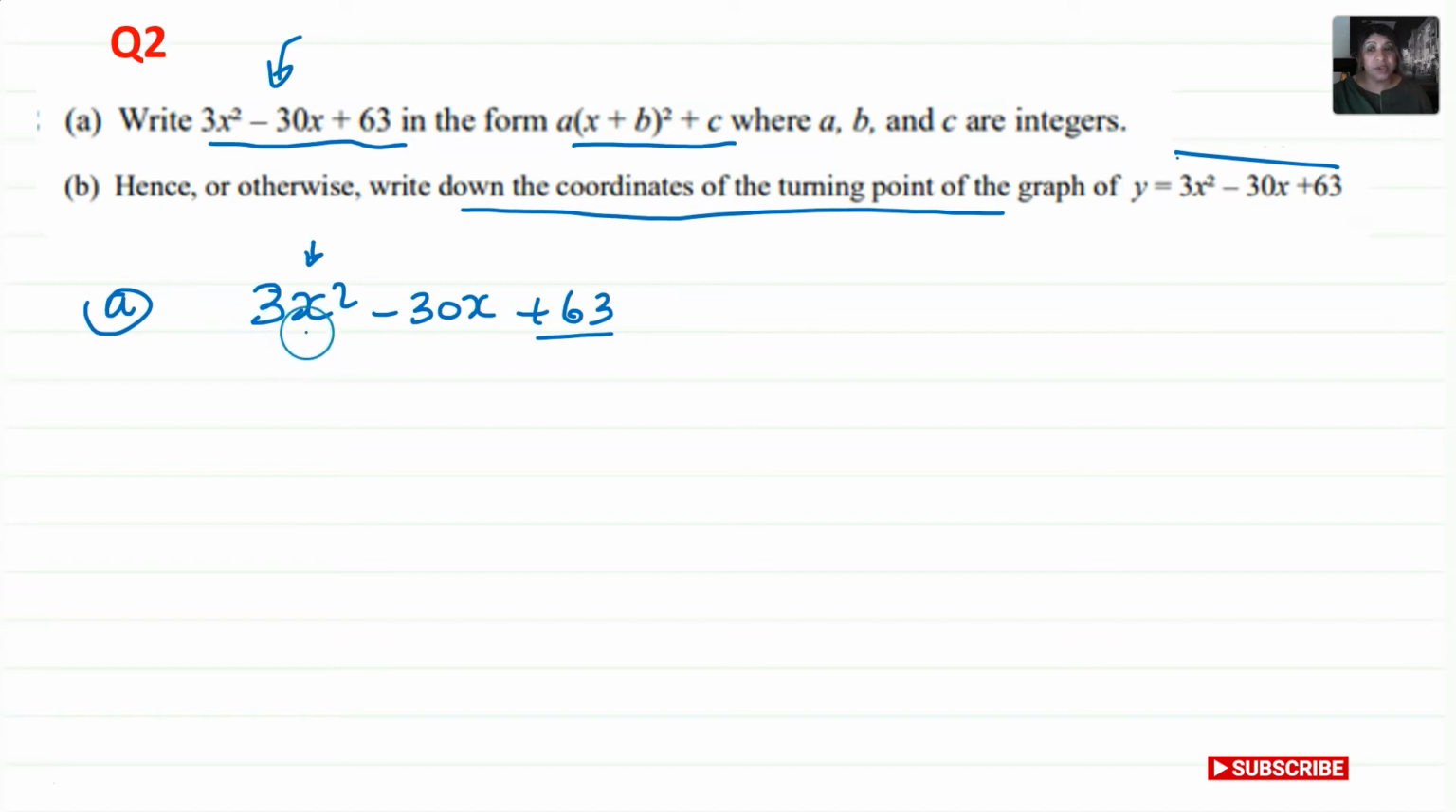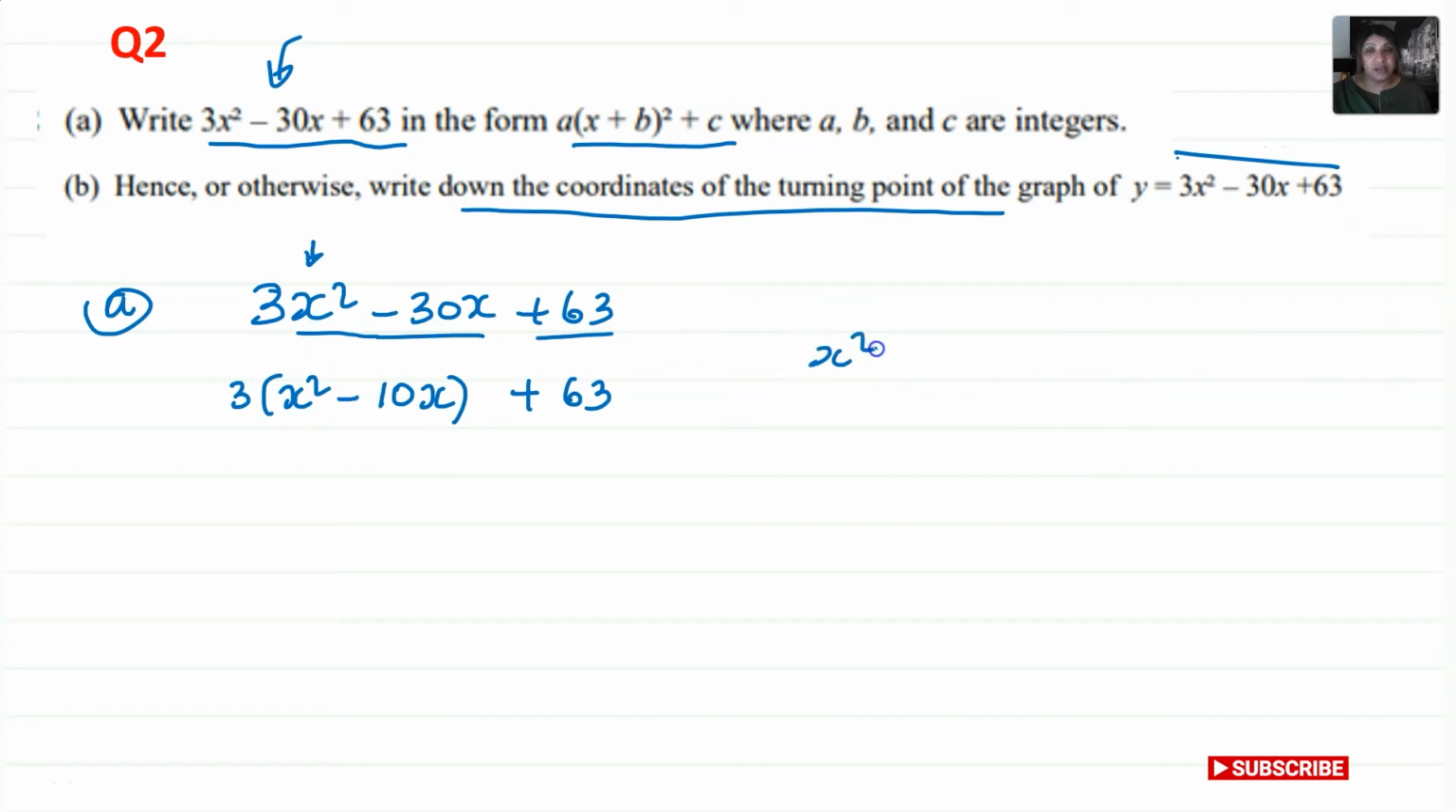So in order to have just one x squared, we need to factorize. So we're going to have the 3 outside, and then x squared minus 10x, and then we still have our 63. Now remember, I said we need to focus on these two, and now what I'm going to do, I'm going to do it on the side here so we get it all clear.